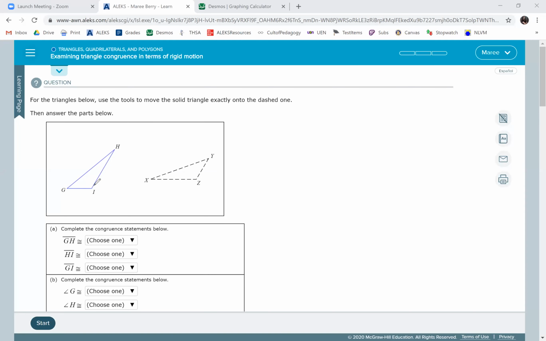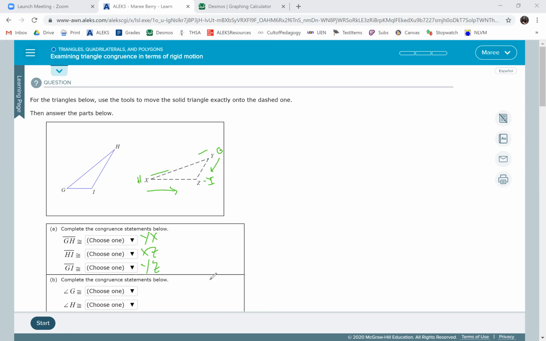So, angle Z here is going to match with angle I. Angle Y is going to be with G, and angle H will be with X. So when we choose the congruent statement, if we have GH, we're going from G to H. G to H is going to be YX. So we have to do it in the right order. From H to I, going this direction, it's going to be XZ. And from G to I, going that direction, it's going to be YZ.